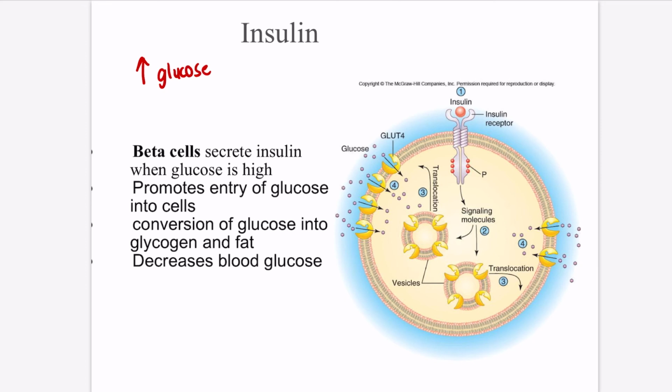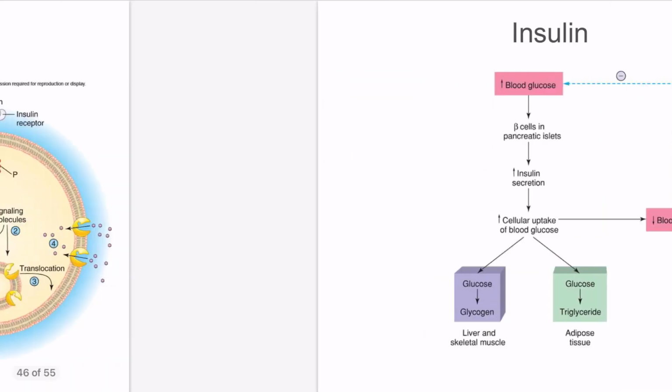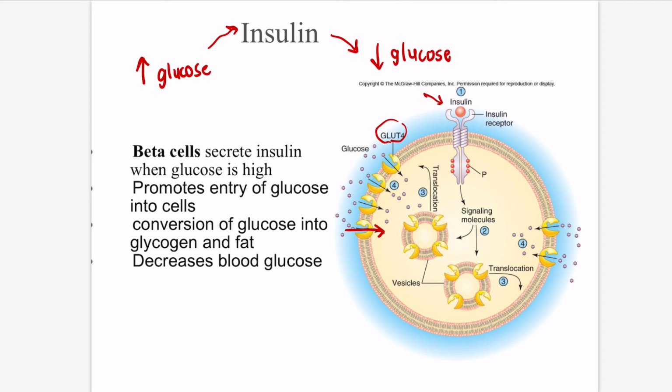And you can see that here. And so here we have insulin bound. And what that does is it releases these vesicles that carry these GLUT4 channels that allow for glucose to enter the cell. And that way it's going to take high glucose and reduce that glucose. So again, it is a negative feedback loop and it is antagonist to glucagon.